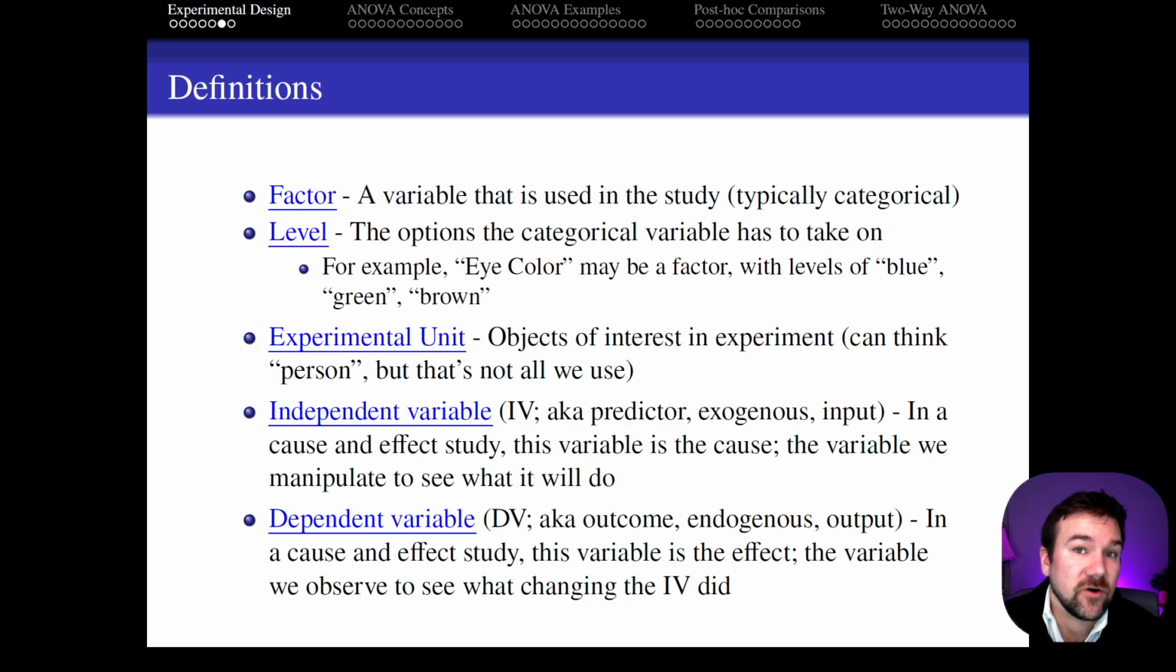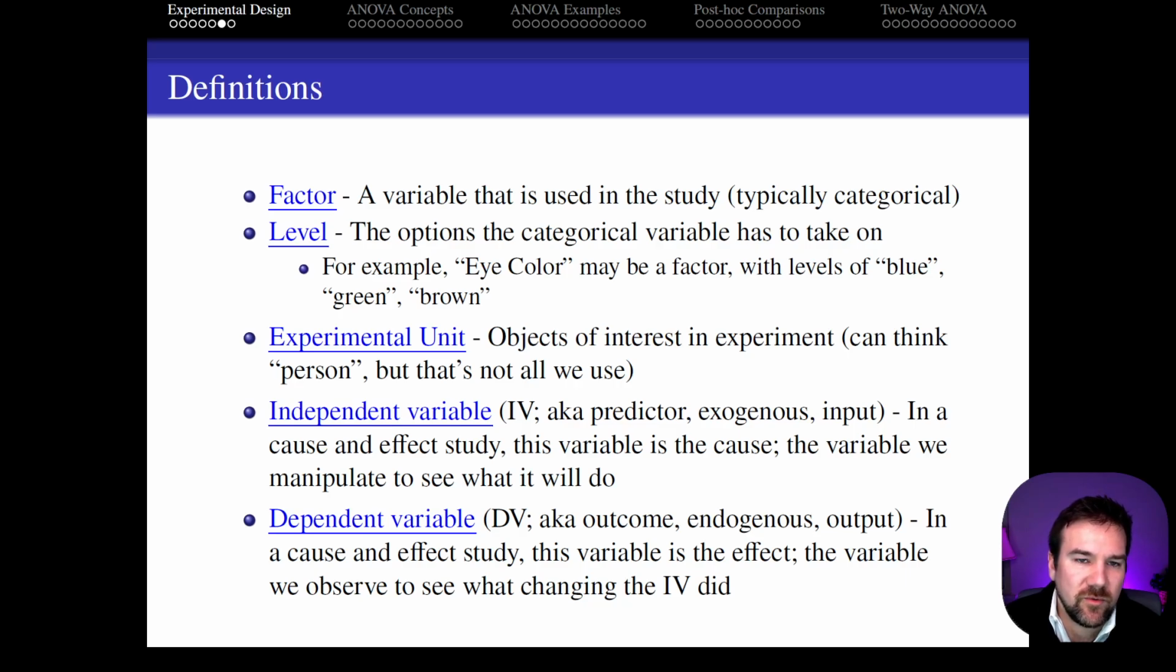The second variable we have is called the dependent variable, shortened to DV, also called outcome, endogenous variable, or output. I like output. It's the idea of what came out of the study. In a cause and effect study, it is the effect that we're studying. So if I'm studying to see if smoking causes cancer, well, whether or not you got cancer would be the dependent variable. So the independent variable: did you smoke or not? The dependent variable: did you get cancer or not, in the cause and effect study.